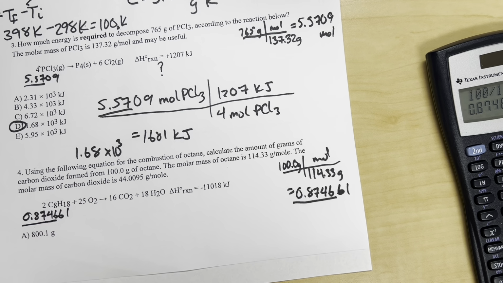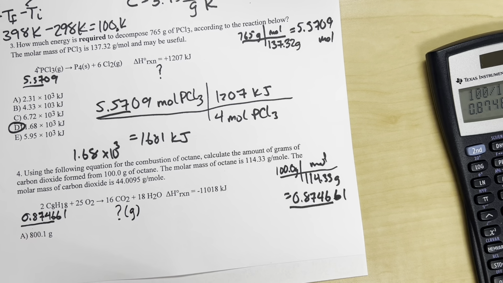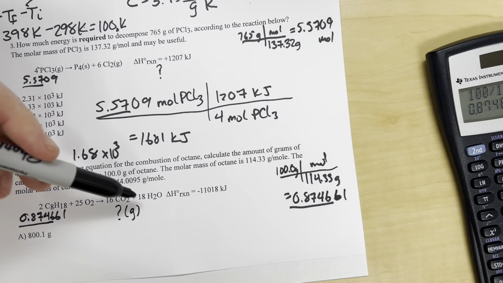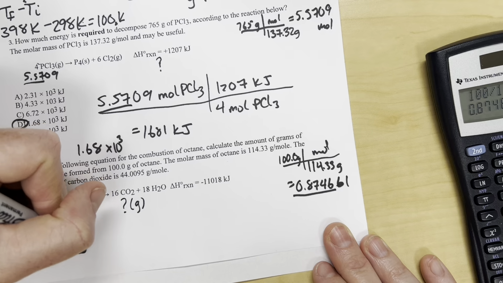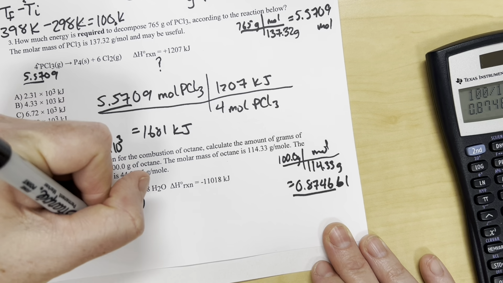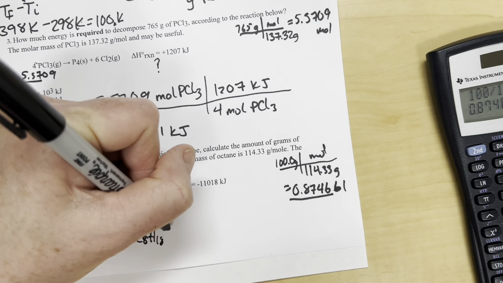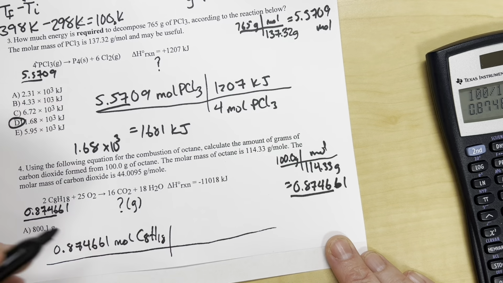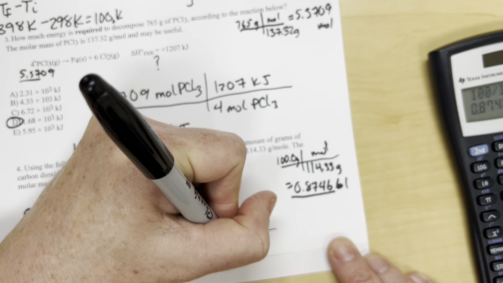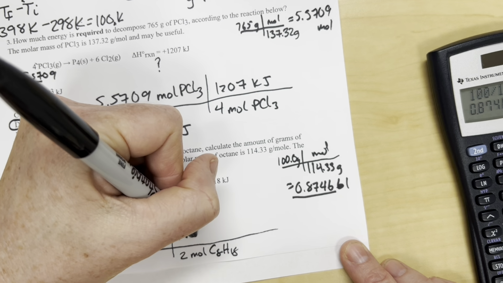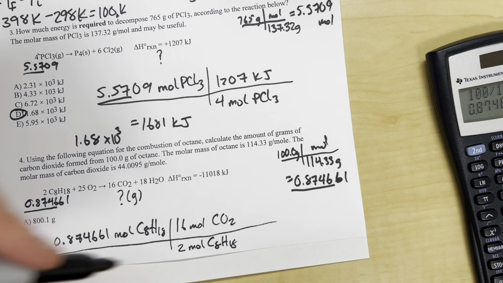It wants to know the grams of carbon dioxide. So this is going to be our question mark, but we want it to be in grams. And this is just a straightforward stoichiometry. It gives us the molar masses of CO2 as well. So we're starting with moles, 0.874661 mole of C8H18. I know for every 2 mole of C8H18, I get 16 mole of CO2. Now we would stop if it asked for grams, or if it asked for mole, but it asked for grams, so we got to continue.